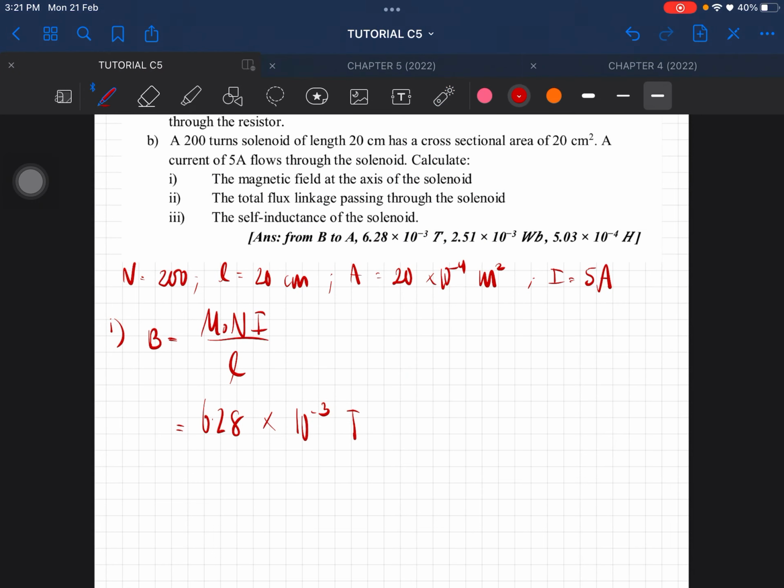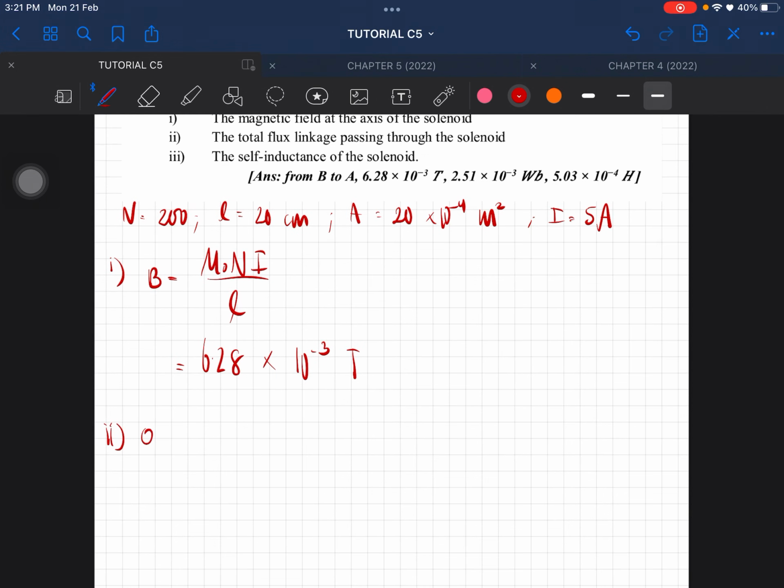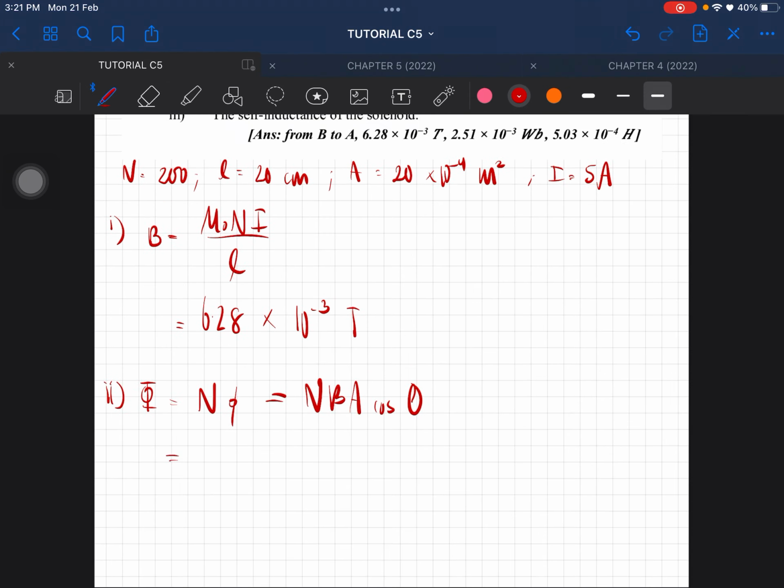Now question part 2. The total flux linkage is just N phi, where phi is BA cos theta. And this will give us 2.51 × 10⁻³ Weber.